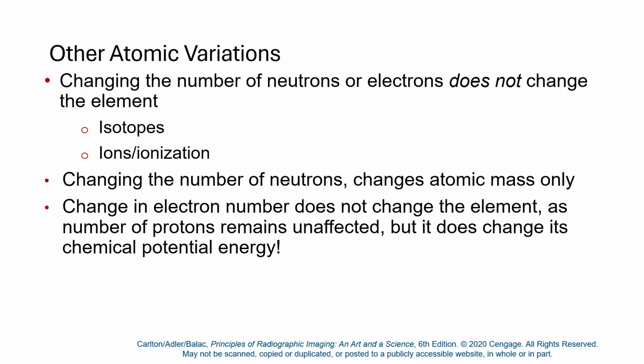Other atomic variations. Changing the number of neutrons or electrons does not change the element. Only changing the number of protons does. And so isotopes are when we change the number of neutrons. Ions are when we change the number of electrons. But remember, every ion is unstable and wants to return to a ground state with a balance of charges. And so ions, when they're created, are highly reactive. They want to rebalance their electrons and protons.